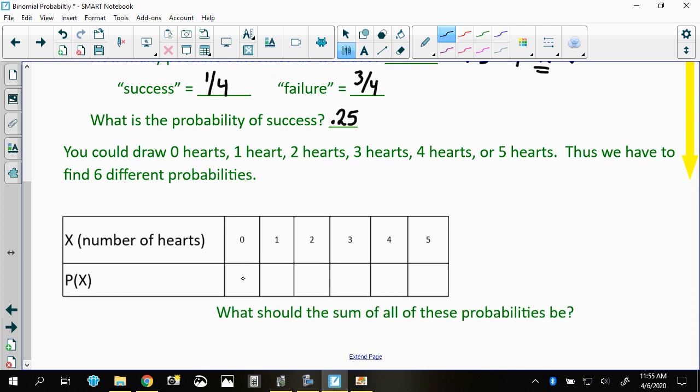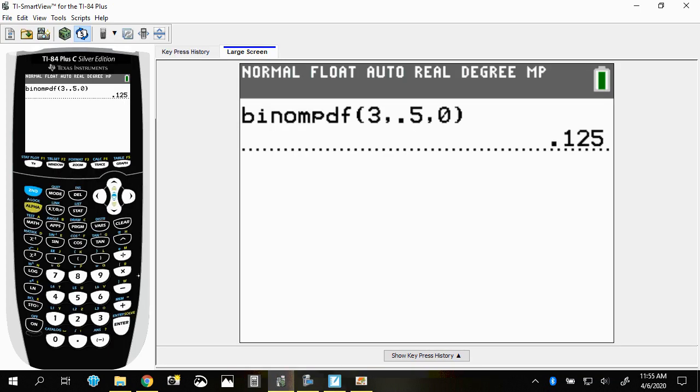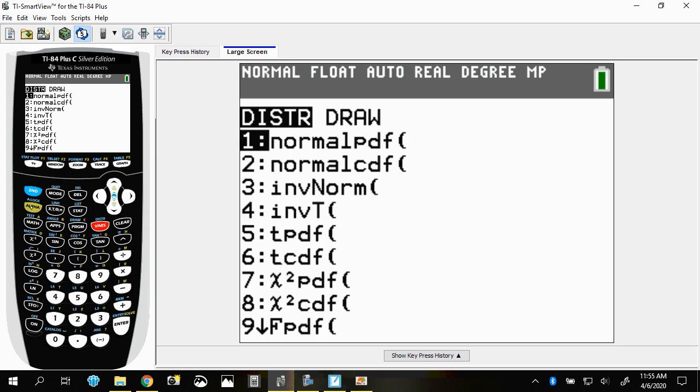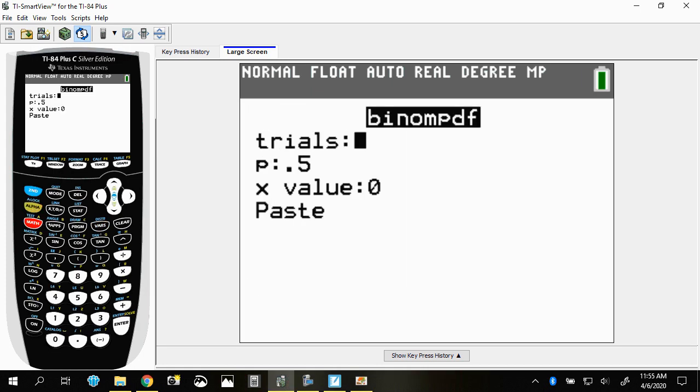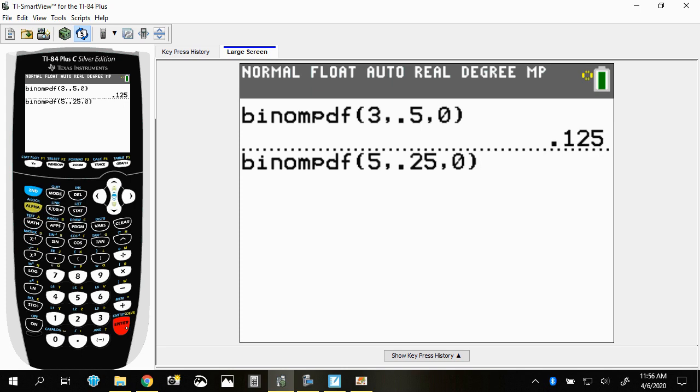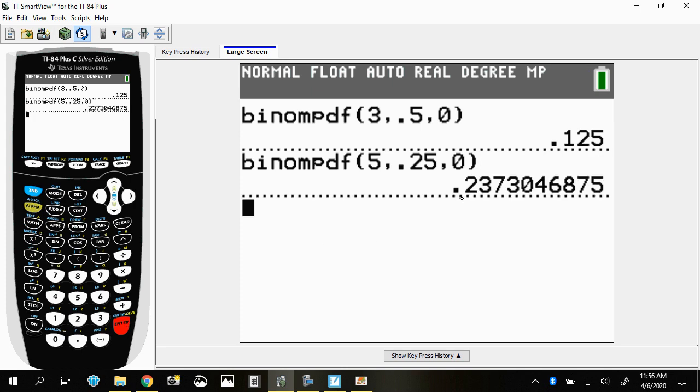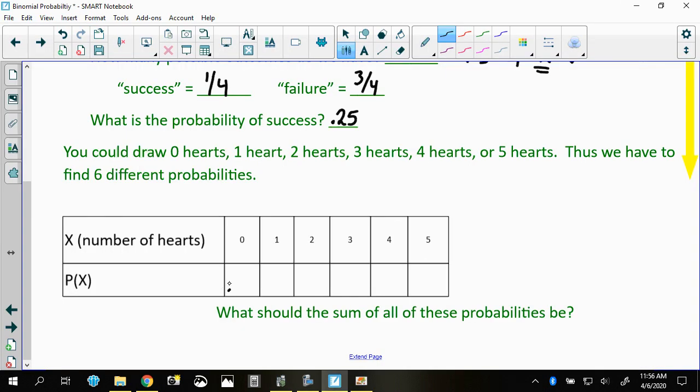Okay, so if we look at 0 hearts, we're going to type this into the calculator. We press second vars, then alpha, we can choose A, and it comes up to the binomial PDF. We have 5 trials with a 25% chance of success, and we want 0 hearts to show up. So if we paste that in there, we're going to take it to 4 decimals, so it's 0.2373.